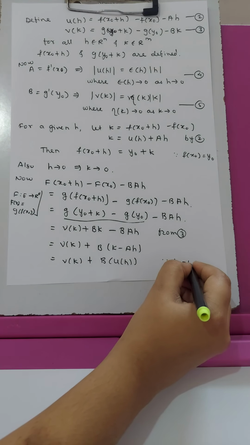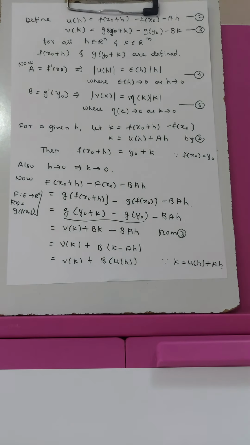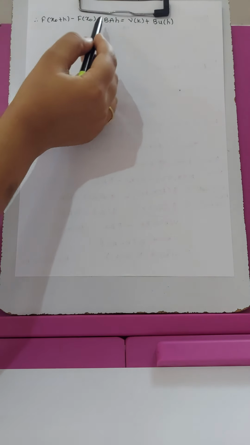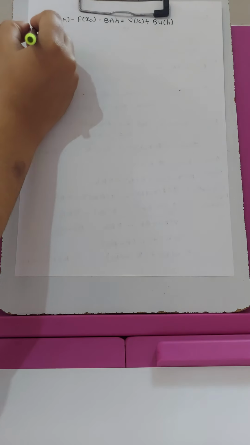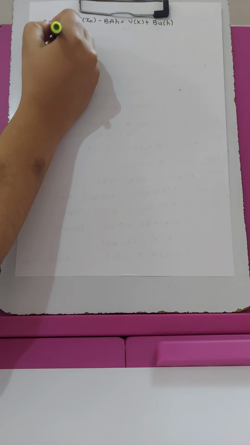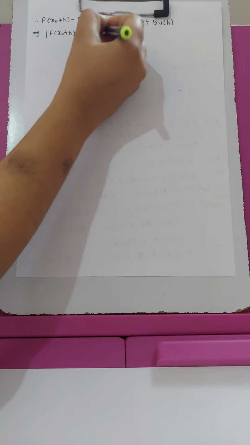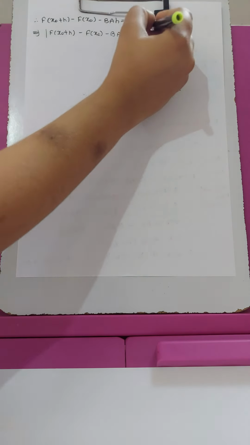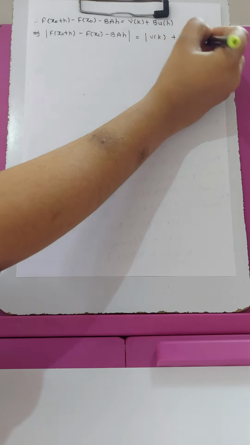Since k is equal to u of h plus ah, finally we get f of x0 plus h minus f of x0 minus BAh equals v of k plus b of u of h. Now taking mod on both sides we get mod of f of x0 plus h minus f of x0 minus BAh equals mod of v of k plus b of u of h.